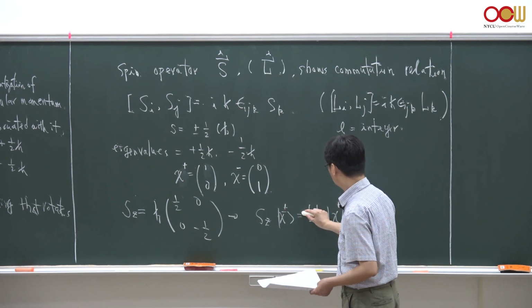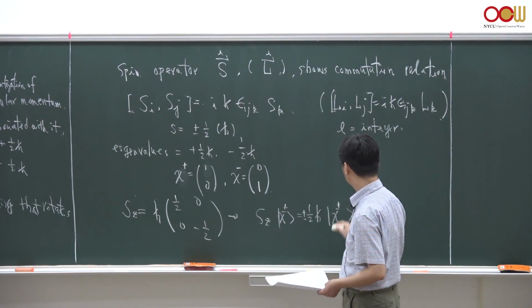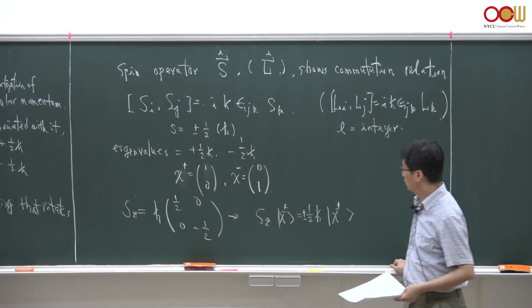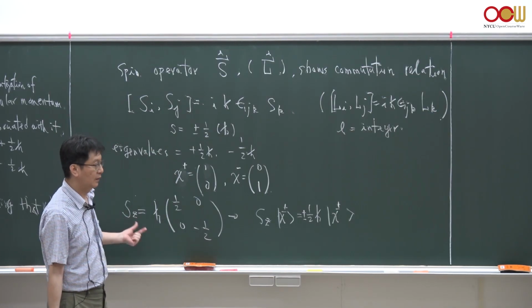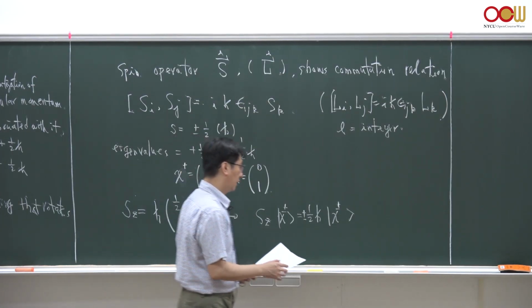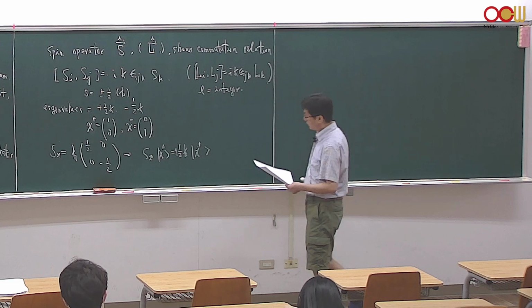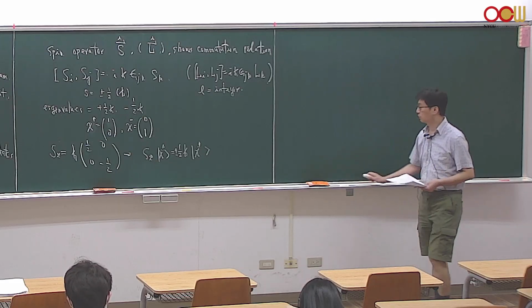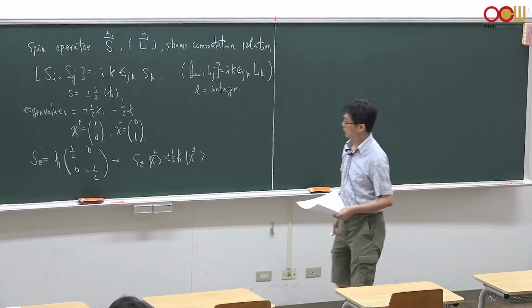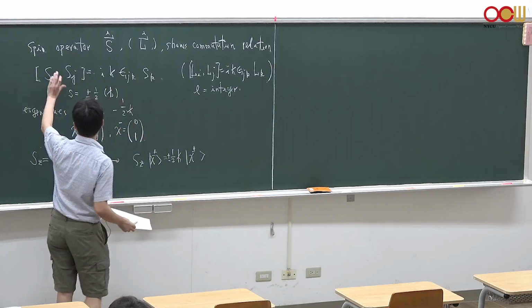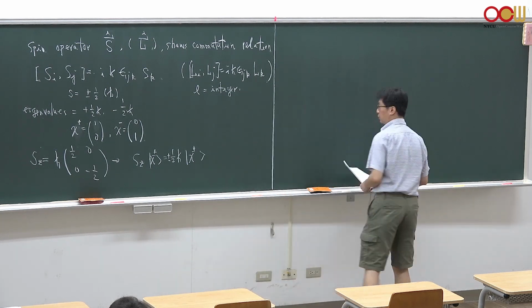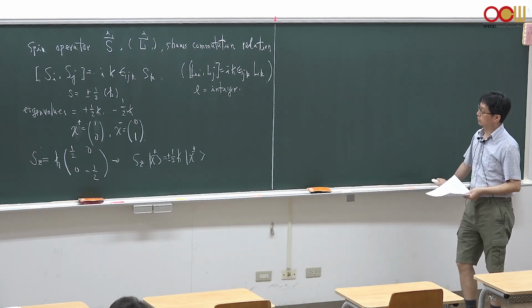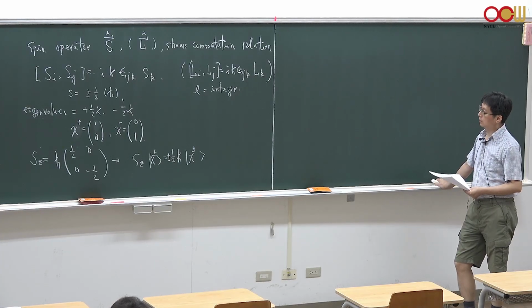For minus, you get minus 1/2 h bar times chi minus. So then we could use this 2x2 matrix representation of this Sz operator to construct all the others, like Sx, Sy, and S plus, S minus, and so on and so forth. It is much easier to construct this 2x2 matrix for describing the spin operator than the 3x3 matrices that we just studied in the previous chapters to describe the orbital angular momentum operator for L equals 1.